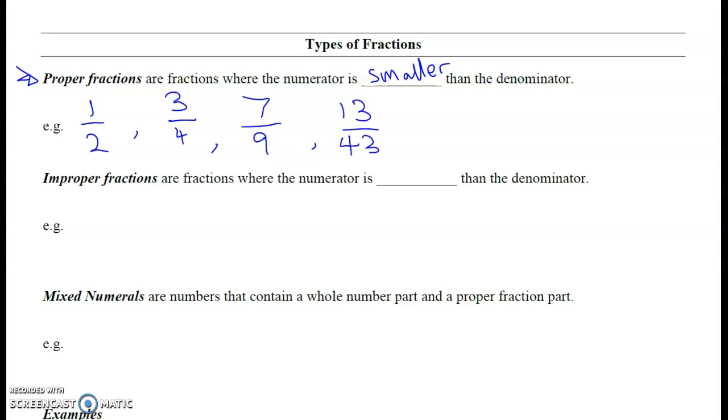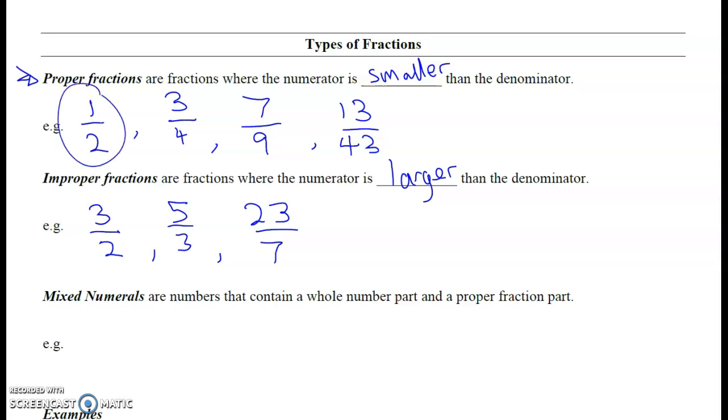Improper fractions, however, are fractions where the numerator is larger than the denominator. So 3/2, 5/3, 23/7. Anything where the numerator is larger than the denominator. Of course, if we wanted to flip something like 1/2, that would be the same thing as writing 2/1, which, because 1 fits into 2 equally, we could just write as 2 wholes.